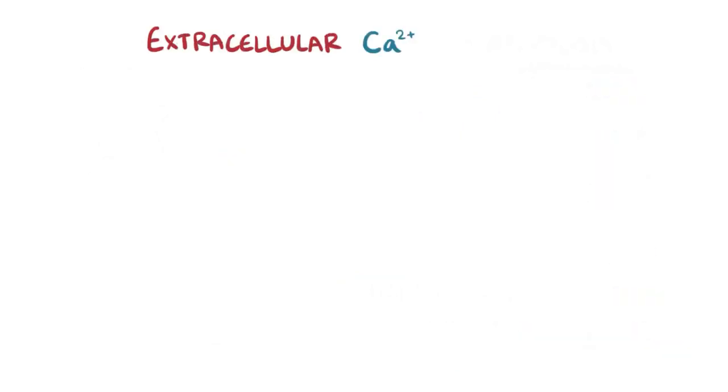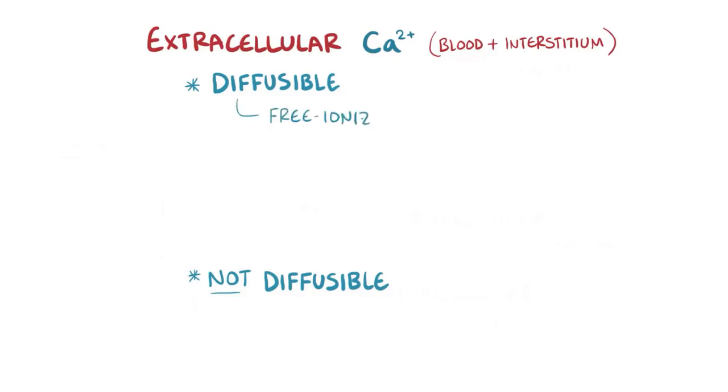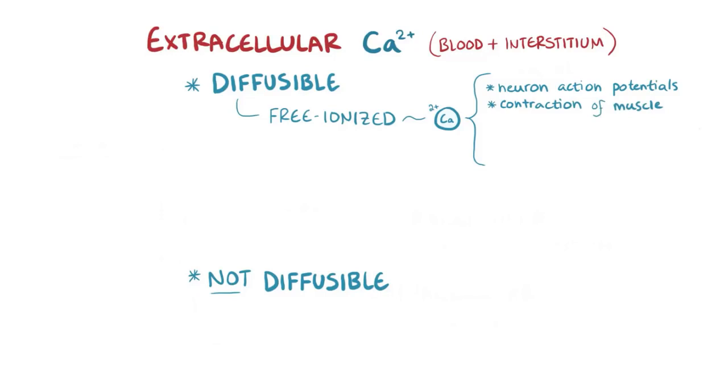Now, the majority of the extracellular calcium, the calcium in the blood and the interstitium, is split almost equally between two groups: calcium that's diffusible and calcium that's not diffusible. Diffusible calcium is separated into two subcategories: free ionized calcium, which is involved in all sorts of cellular processes like neuronal action potentials, contraction of skeletal, smooth, and cardiac muscle, hormone secretion, and blood coagulation, all of which are tightly regulated by enzymes and hormones.